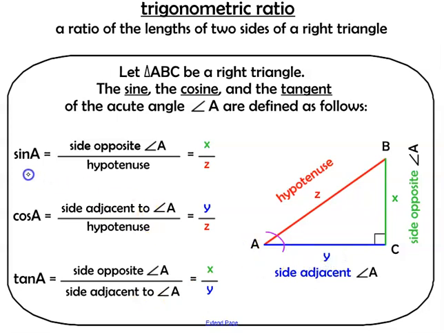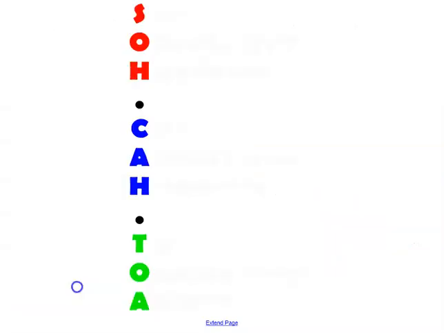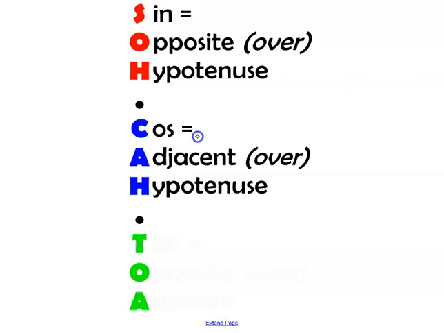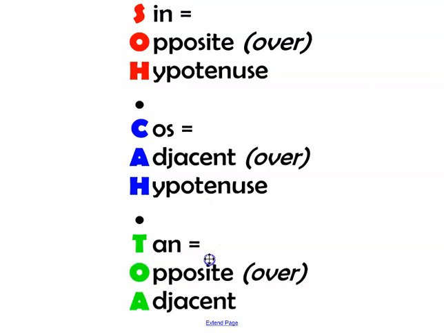So what we need to do is make sure we know the ratio for the sine of A, the cosine of A, and the tangent of A. To help us with that is this acronym SOH CAH TOA. SOH means sine equal to opposite over the hypotenuse. CAH stands for the cosine is equal to the adjacent over the hypotenuse. And TOA is for tangent, and that's equal to the opposite over the adjacent.